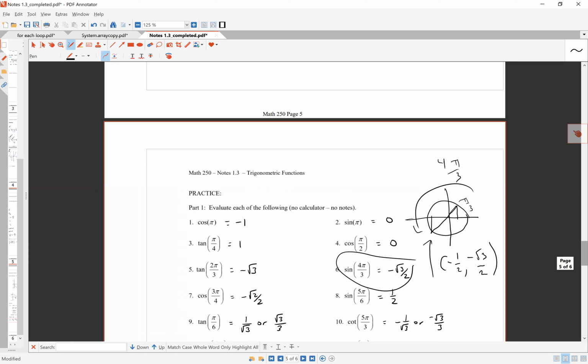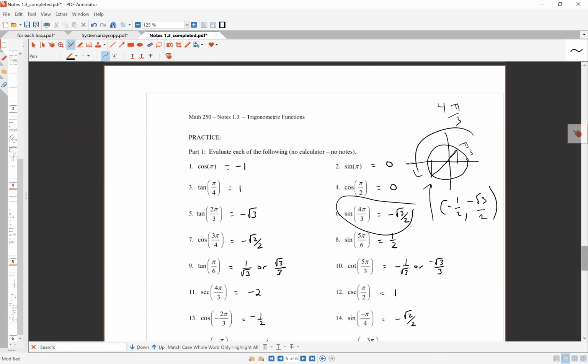The easiest ones, students, are like tangent of pi over 4 is 1, because we know that sine of pi over 4 and cosine of pi over 4 are equal.